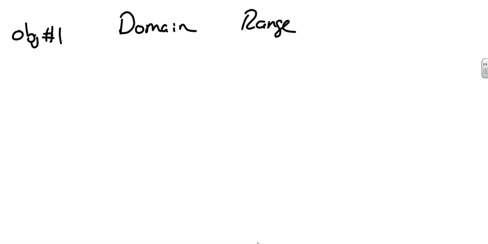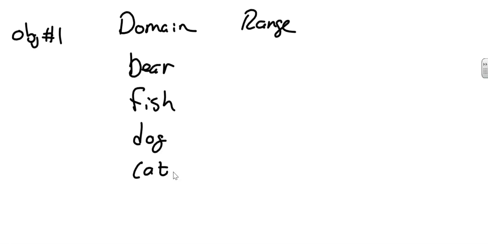And they'll give you all kinds of different drawings on this one. So it may be that they give you bear, fish, dog, and cat as part of your domain. And for your range, it may be that it's 2, 3, 4, 5. Okay, and again, they'll give you 2 or 3 different options on this one, so we'll look at 2 or 3 different ones.